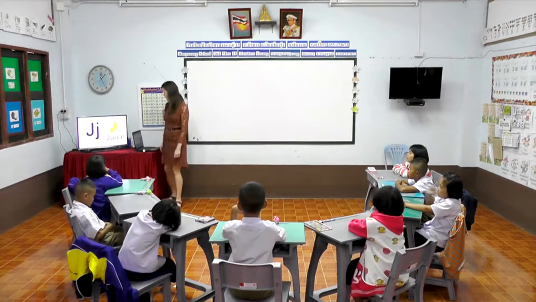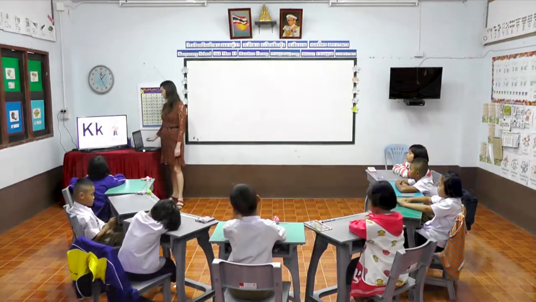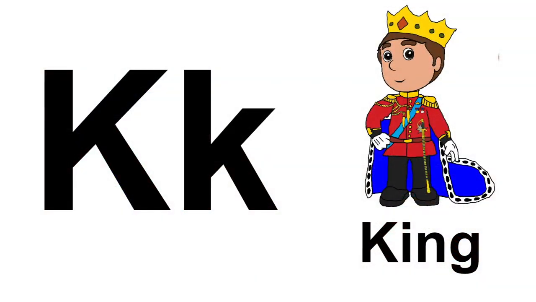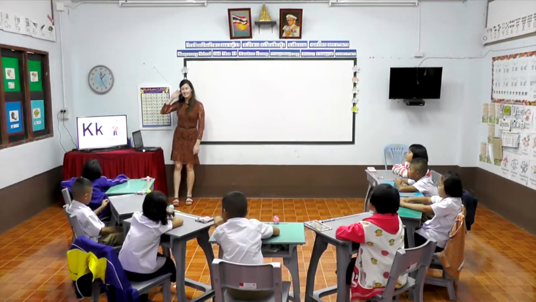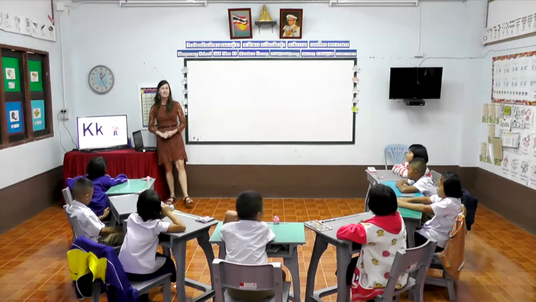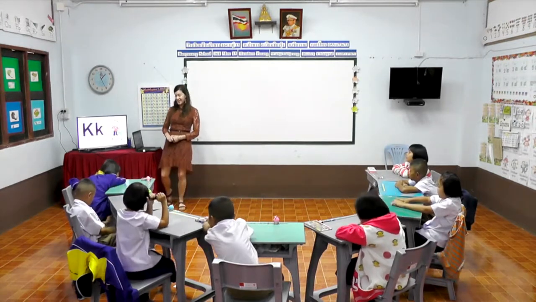Great job. K is next, you're right. What letter is this? K. And what's our picture of? King. A king. What sound does a letter K make? Ka, ka, king. Like King Kong, that's right.